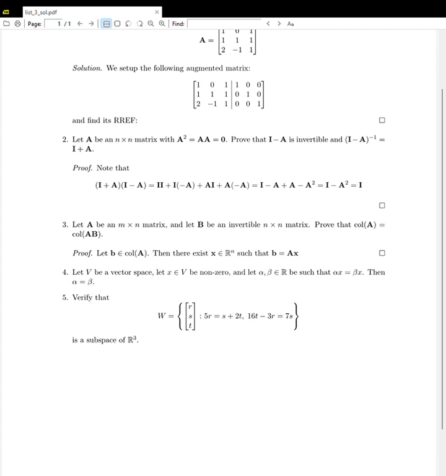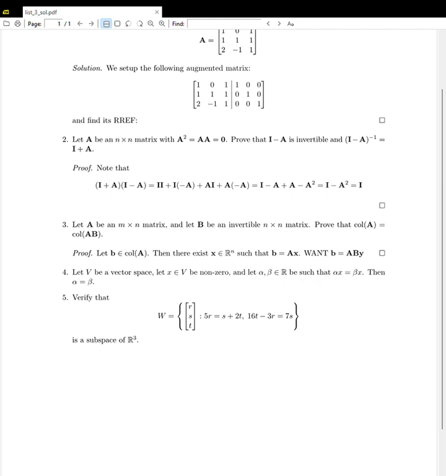So let me go ahead and write that. What I want is b is equal to A times capital B times y. And I'm going to write y because I don't necessarily know what it's going to be. So I want this to hold. And that gives us a bit of an idea.